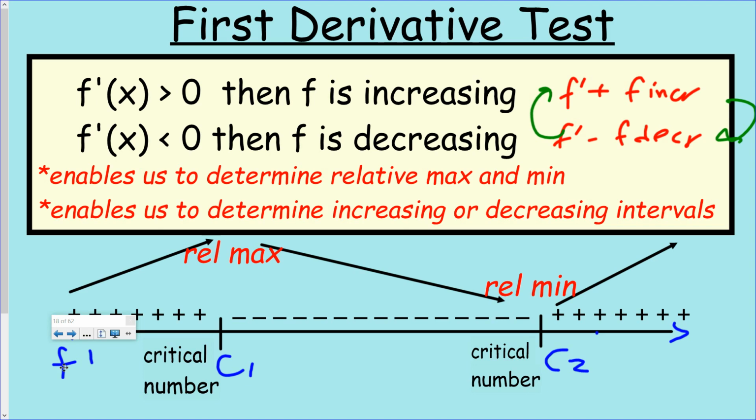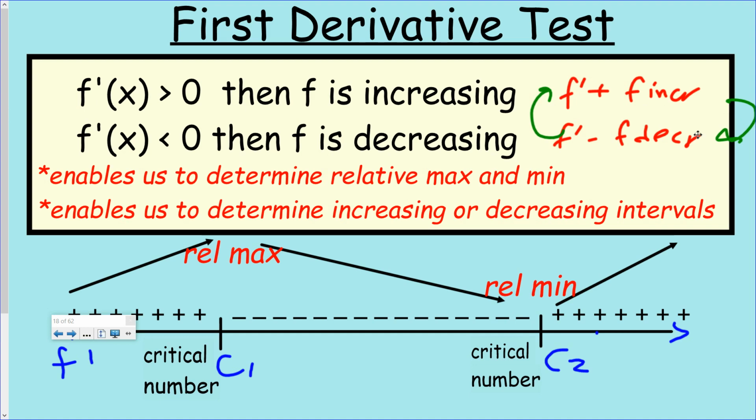When f prime is positive, f is increasing. Isn't that what I said here? When f prime is positive, f is increasing, okay? When f prime is negative, so remember you can also say less than 0, f is decreasing. Isn't that what I said here? F prime is negative, f is decreasing, okay?